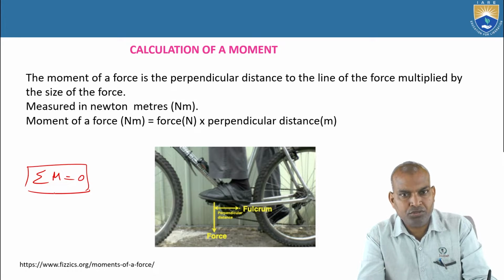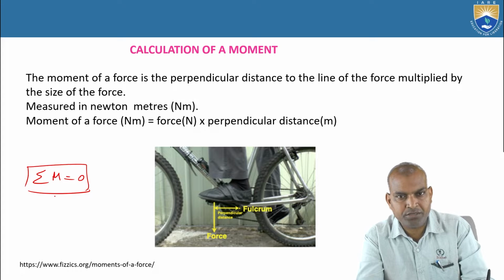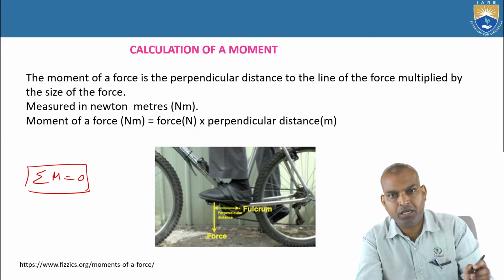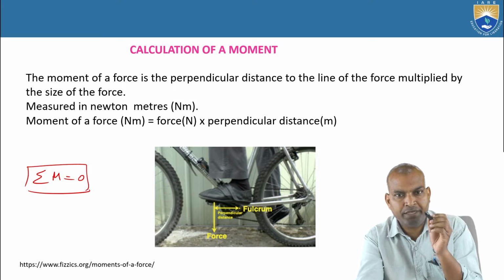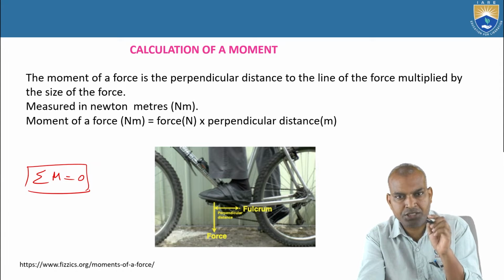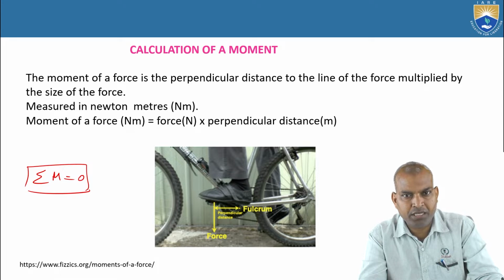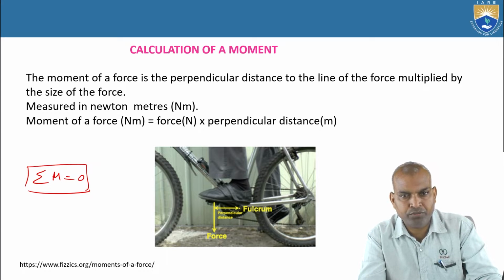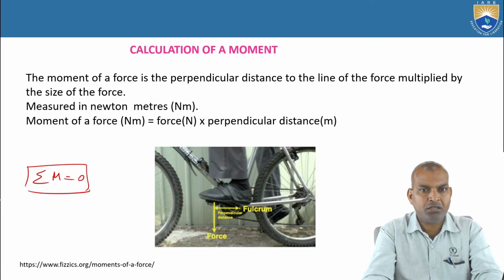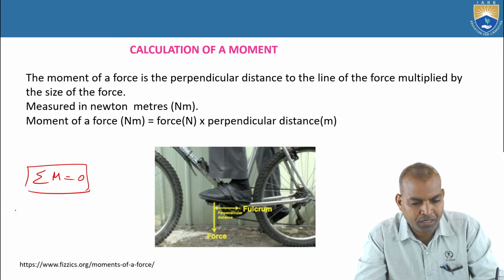If sigma M equal to 0, it involves two types of moments. One is clockwise moment, another one is anti-clockwise moment. If the rotary motion is in the clockwise direction, then it is known as the clockwise moment. If the rotary motion is in the counterclockwise direction, then it is known as the anti-clockwise moment. Whenever the sum of clockwise moments equals the sum of anti-clockwise moments, that means the algebraic sum of clockwise and anti-clockwise moments equals 0, then the body is momentarily in equilibrium.